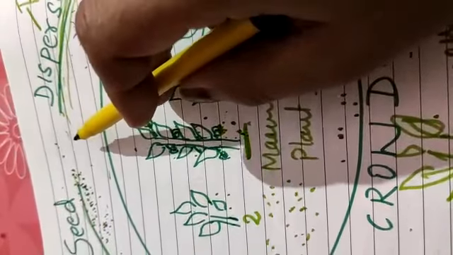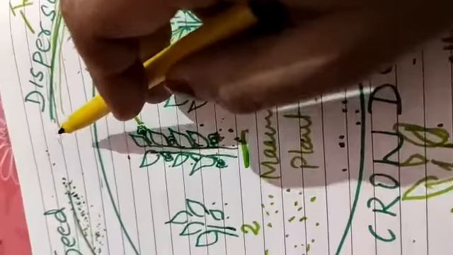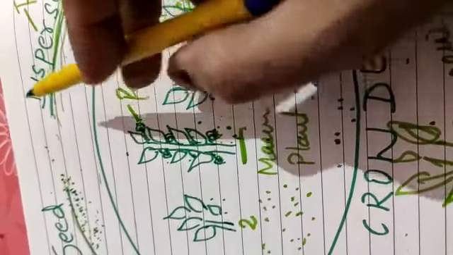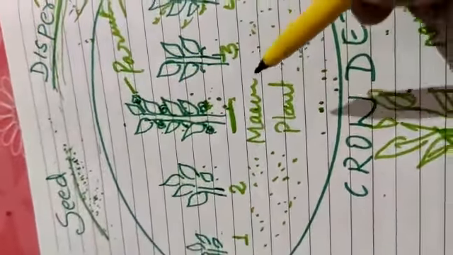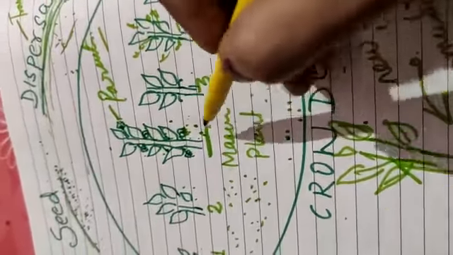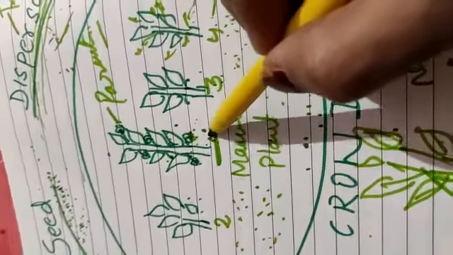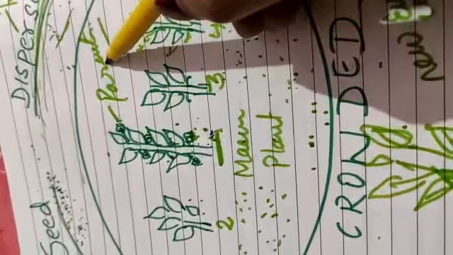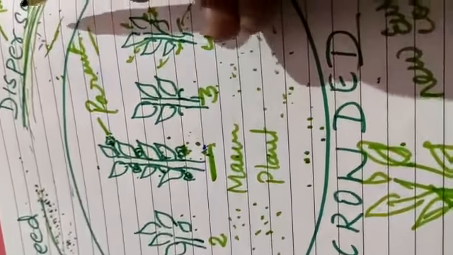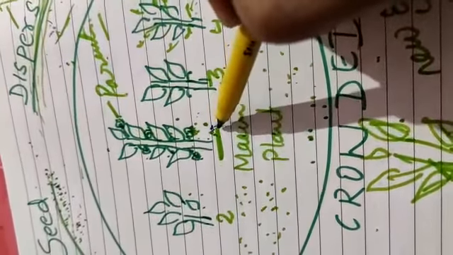And what is that agent? The agent is of a living or non-living type. Suppose we can understand this by a diagram. I have made a simple diagram here. Suppose this is a main plant or parent plant. All of you have parents like this. This is a parent plant.